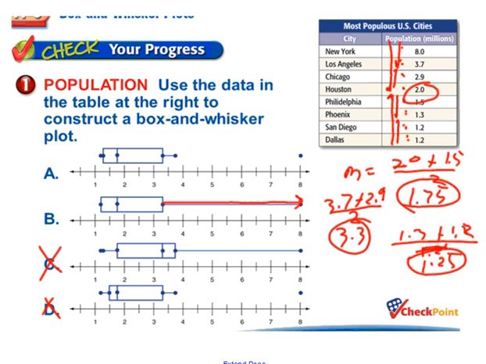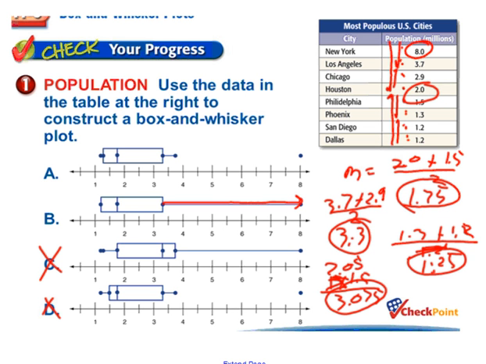An outlier would be anything that's greater than 1.5 times the interquartile range. So the interquartile range is from 1.25 to 3.3. If I find the difference there, it is 2.05, and I multiply that by 1.5. That gives me 3.075. And I'm going to add that to my upper quartile, and that would become 6.375. And you can see that 8 does lie outside of that.